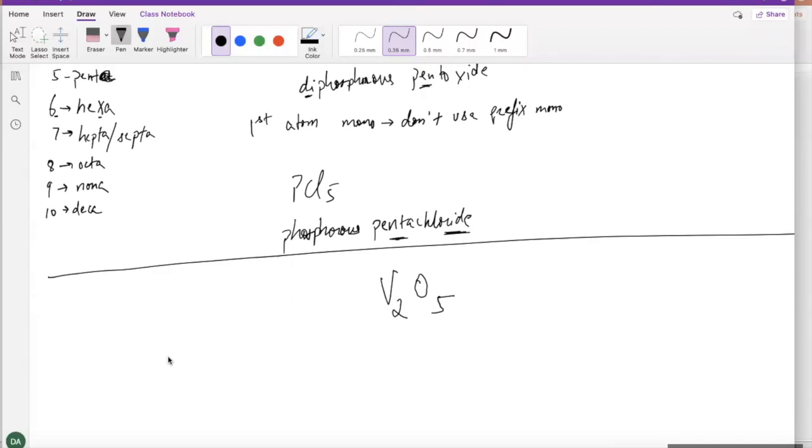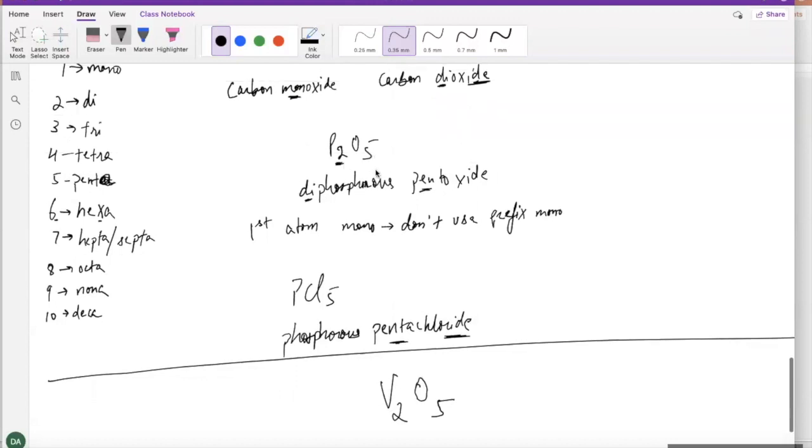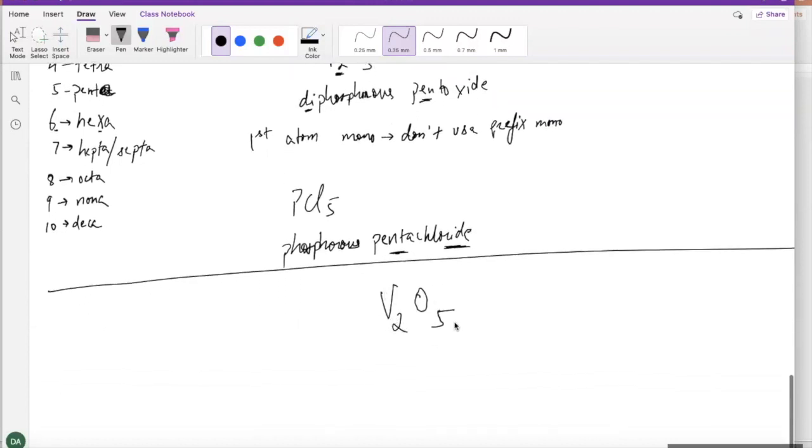Okay. Now, when you come back and you try to see the answer for this, ask yourself a couple of questions. If you call this divanadium pentoxide, that's wrong. Why is that wrong? Because you're thinking I have 2 vanadiums, 5 oxygens, it pretty much looks like P2O5. So this thing should be called divanadium pentoxide, but guys, that name is wrong. Why is that wrong? Because you did not ask yourself, is V2O5 ionic or covalent?